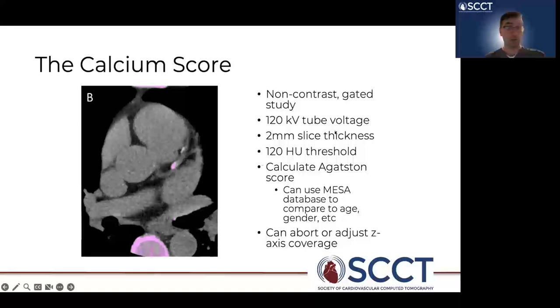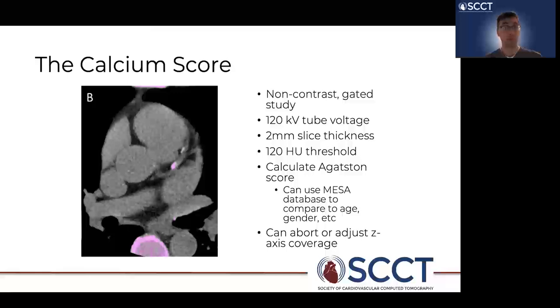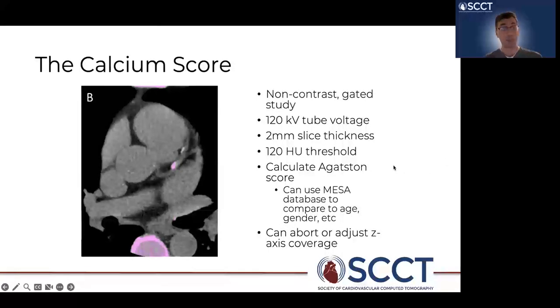That's a number, right? So if your calcium score is 100, it's good to know, but it also is important to try to normalize it based on the patient's age and gender. Coronary artery disease is a disease of age, so more often in older patients, and also more often in men. And so a calcium score of 100 in a 40-year-old man or 40-year-old woman is going to be very abnormal compared to a calcium score of 100 in an 80-year-old patient. So that's important to know. And the MESA database is one tool that you can use to help give you a percentage of where the patient falls compared to their age and gender. You can then, at this point, abort or adjust the z-axis coverage as needed.